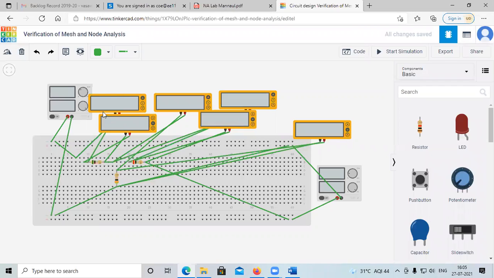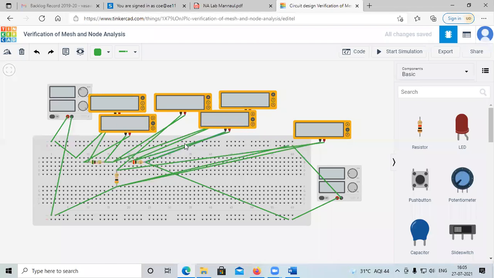I have designed this circuit according to our practical, that is, according to our experimental circuit diagram. If we start the simulation, it will show the practical result.